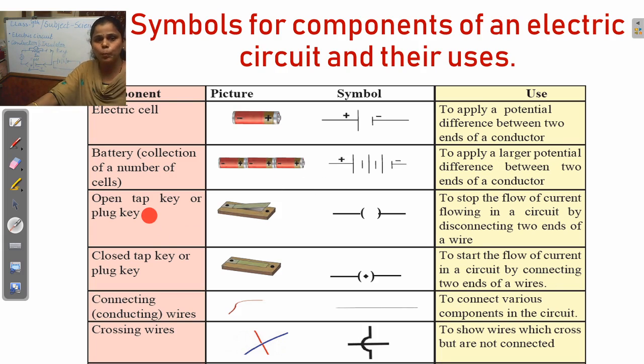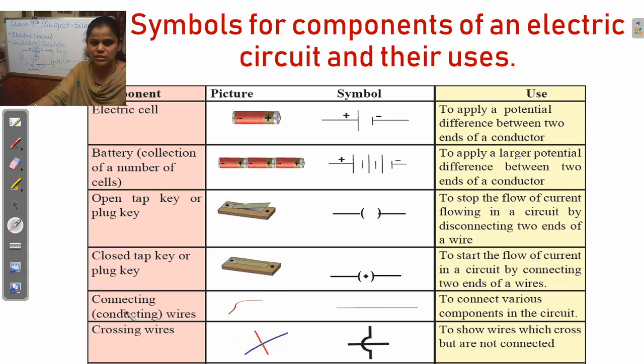The next one is the open tap key or plug key. Open tap key means to stop the flow of current, and close tap key means to start the flow of current. Because if we close this key, the circuit diagram will be complete and electric current will flow throughout this circuit. Open tap key stops the flow of current because there is a gap here, and close tap key starts the flow of current.